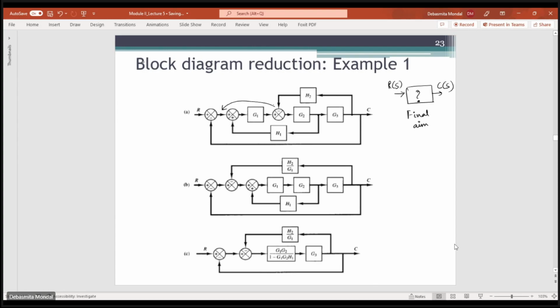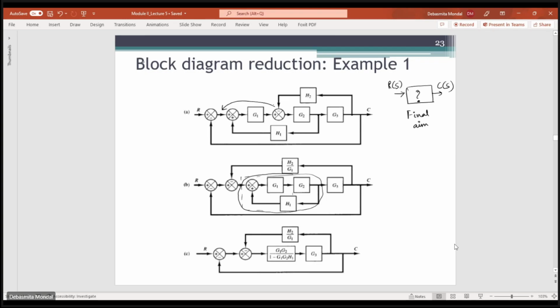Now you see that here you have a positive feedback loop. So you can write the equivalent transfer function of this feedback loop. This feedback loop will give you G1 G2 divided by 1 minus G1 G2 H1, since it is going into a positive terminal. So G1 G2 by 1 minus G1 G2 H1. This part of the block is now represented by this one single block.